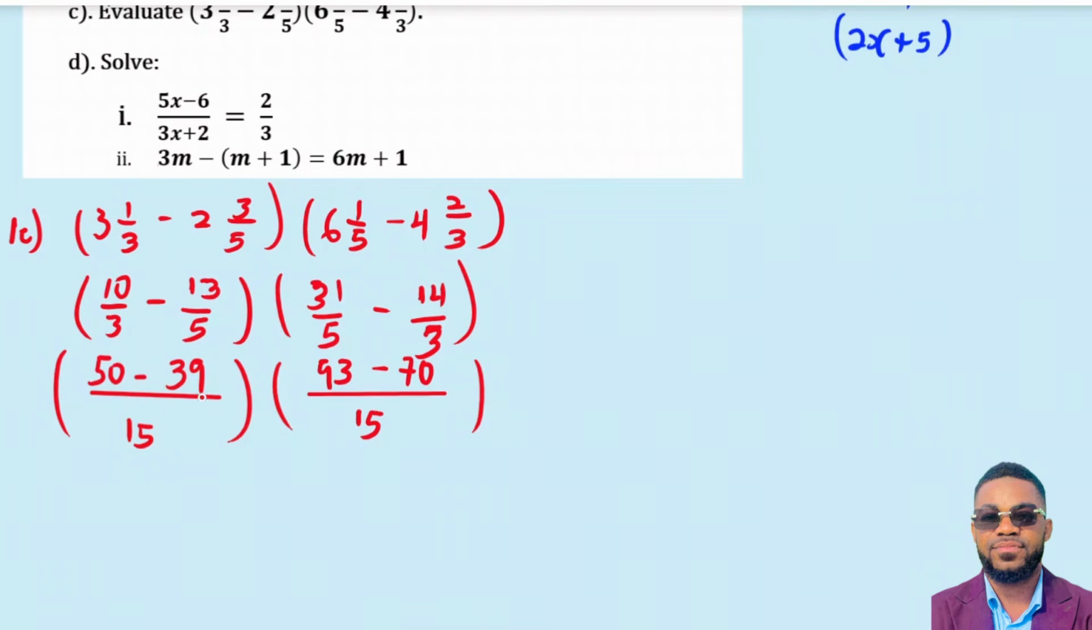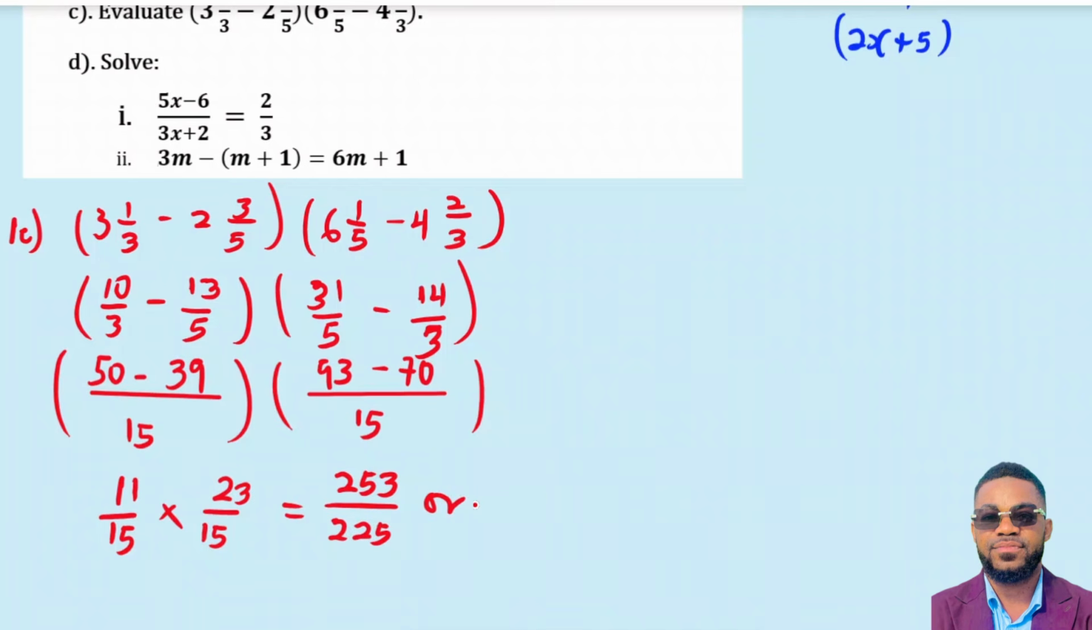So let's simplify. 15 minus 39, that's going to be 11. So we have 11 on 15. Don't forget that you have to multiply. So 93 minus 70, that's going to be 23 on 15. You can't simplify these, so you have to multiply them. So we have 11 times 23. That's going to give me 253 out of 15 times 15, and that'll give me 225.